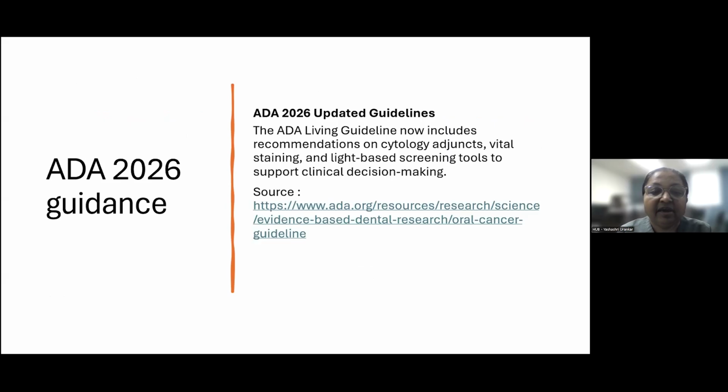Actually, the guidelines on the ADA website are a live document, and ADA has recently recommended cytology adjuncts, vital staining, and light-based screening tools to support clinical decision-making in case of oral cancer screening.